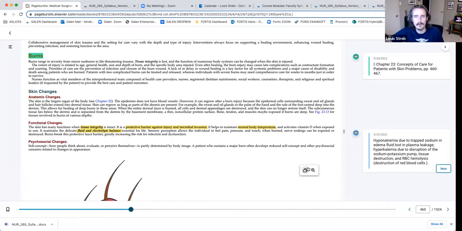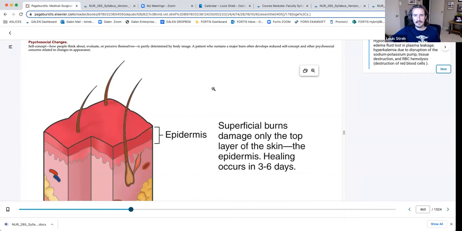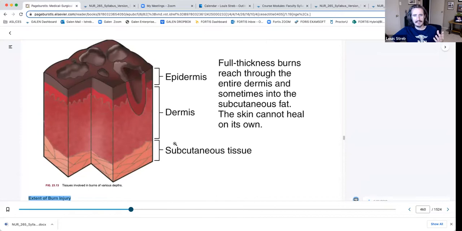I don't know how in depth your teachers went over any of that in your class, but it is something to consider because the book talks about fluid and electrolyte imbalances. So we kind of need to think about those. I don't think any of you at this point in the game have any question on what the epidermis is as opposed to the dermis and then the subcutaneous tissue.